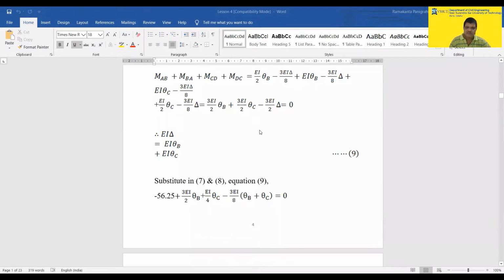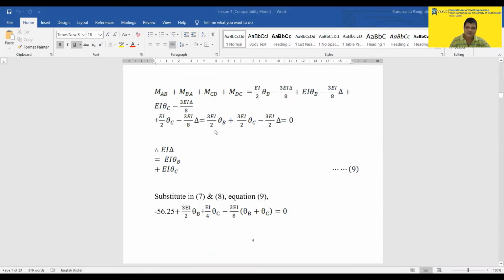Now from this equation, find EI delta is equal to EI theta B plus EI theta C. If you solve these equations, let us see. This was 3 EI by 2, 3I by 2, 3I by 2, so all 3I by 2 will cancel. Now this EI theta B, so delta you can find out from this. That means EI theta B, EI theta C can be expressed in terms of EI delta, or in place of EI delta you can put EI theta B plus EI theta C.